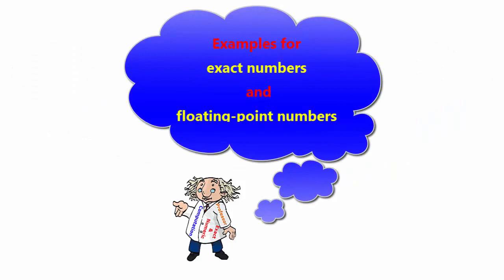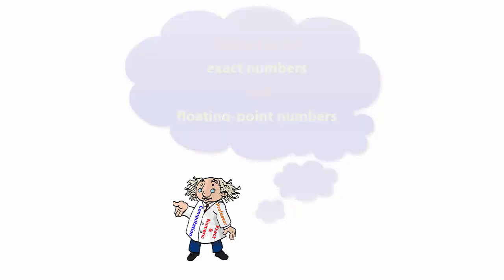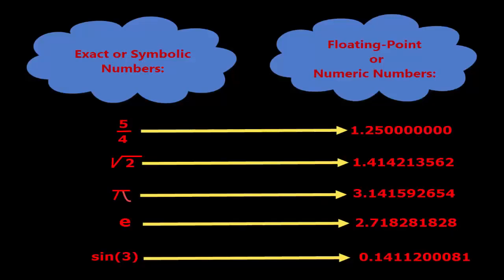Examples for exact or symbolic numbers and numeric or floating point numbers. Exact or symbolic numbers, such as 5/4, the square root of 2, pi, sine 3.